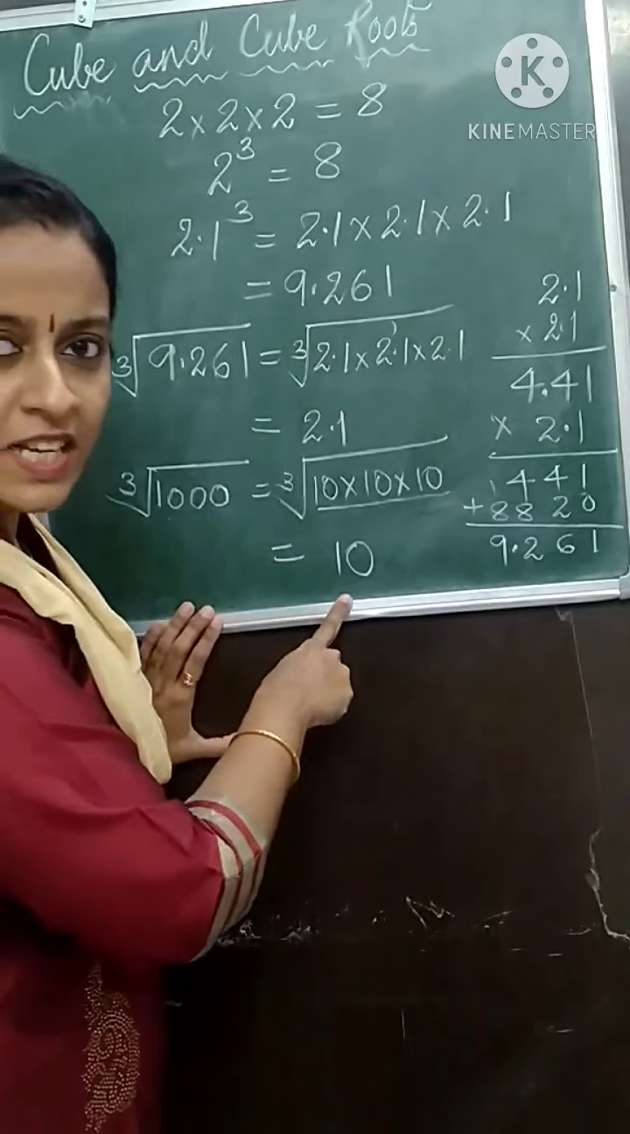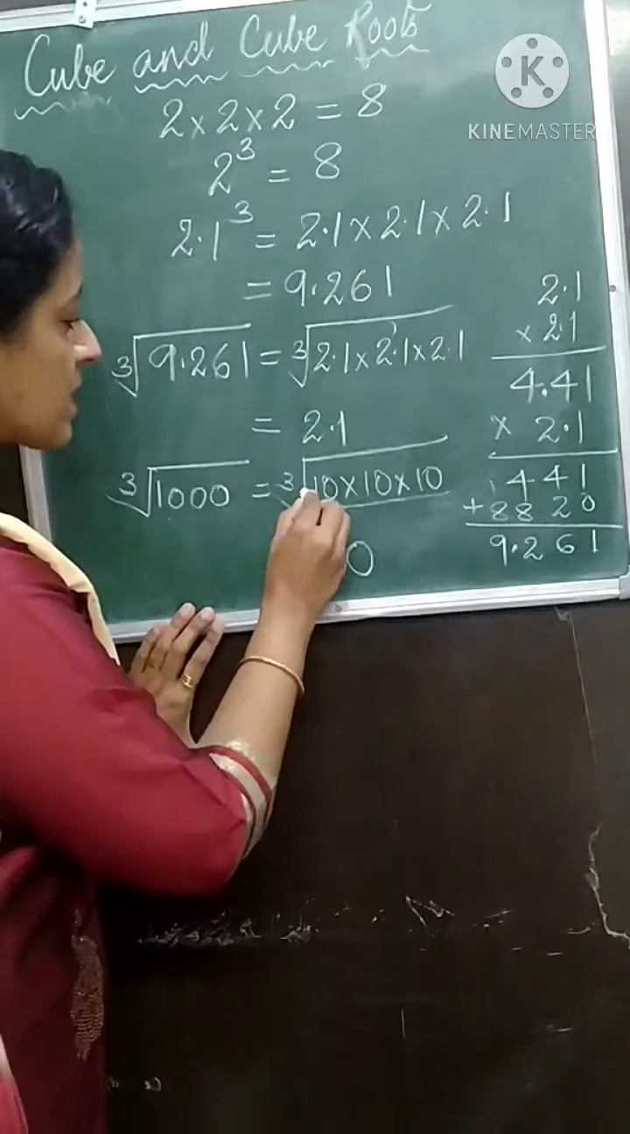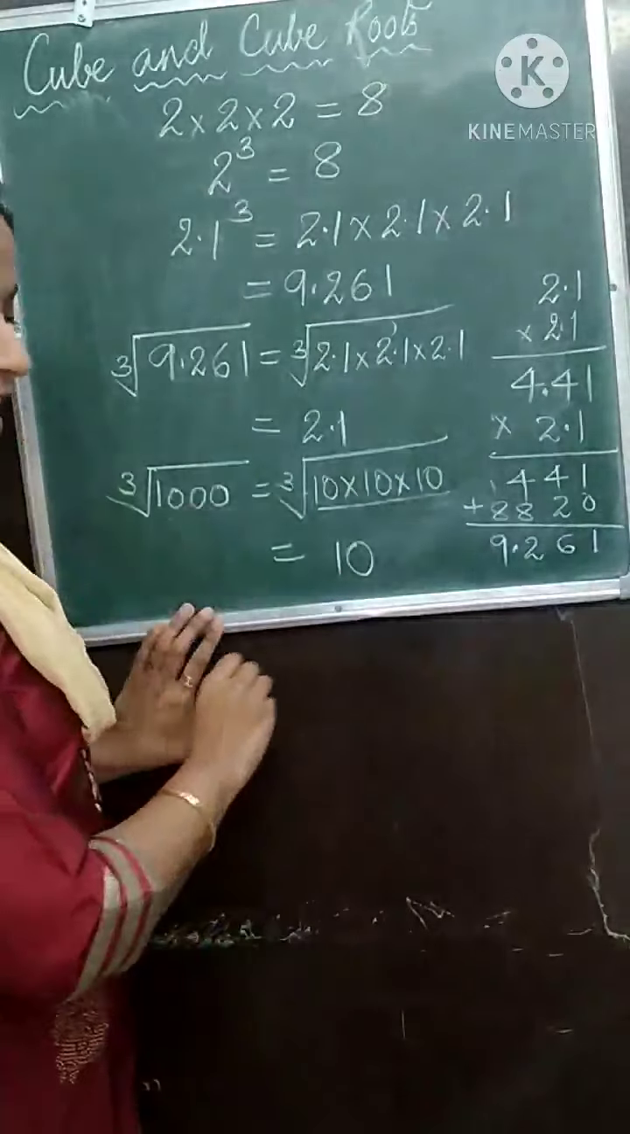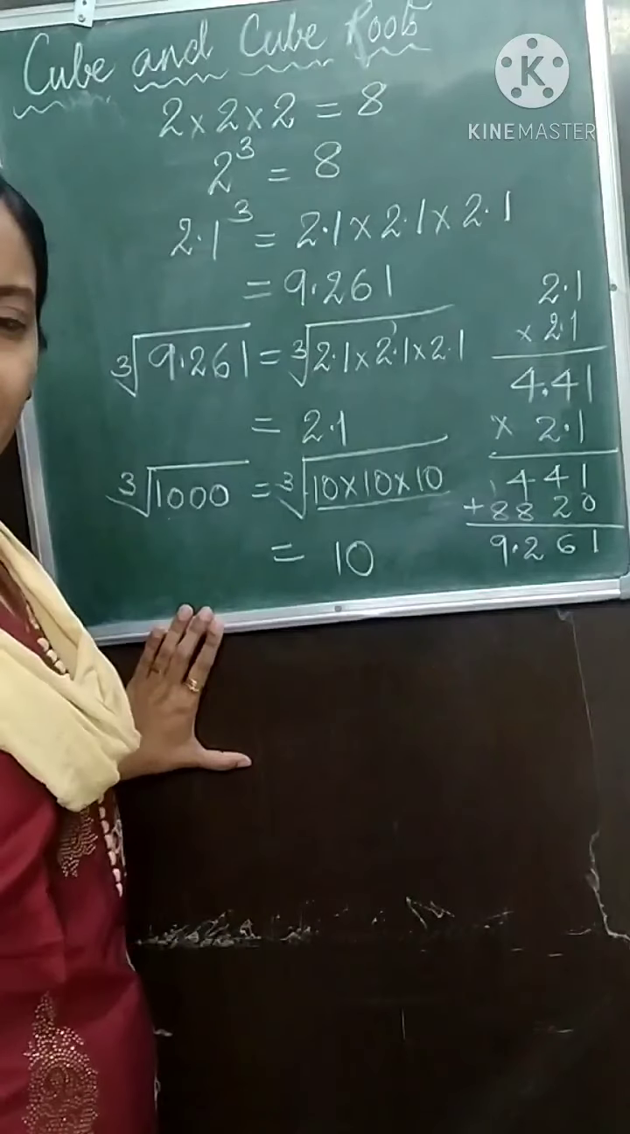Cube root of 1000 is 10. Suppose here you had a minus sign. Then you will put a minus sign here also, here also, here also, and one minus sign outside. The answer will also become negative.